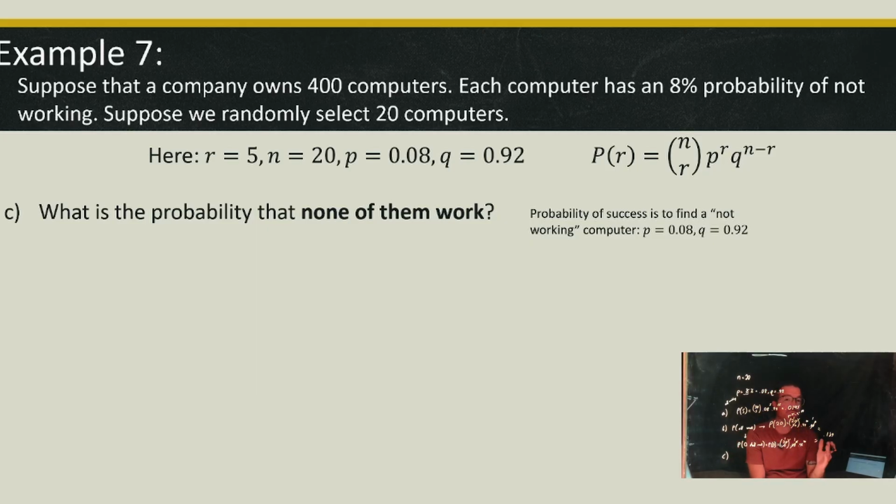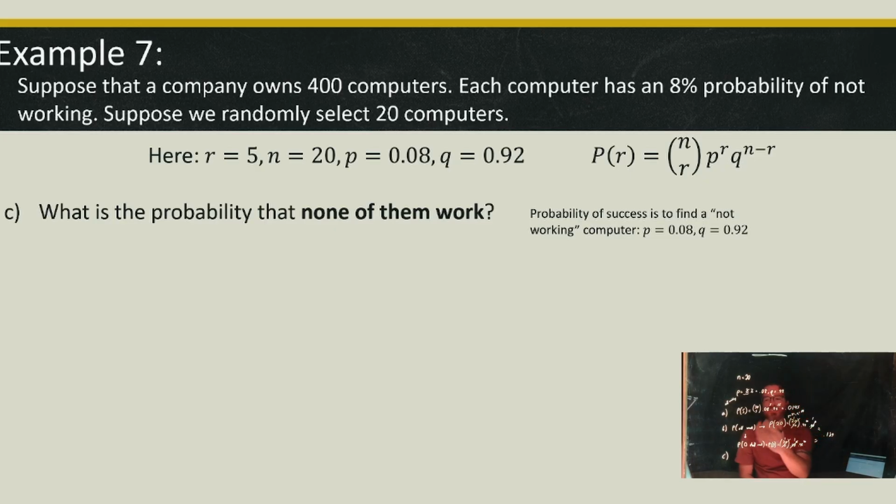Now problem C. What is the probability that none of them work? So again, this is one you can do two different ways. You could do the probability of finding all failures using this original probability of finding a failed computer, or you could do the approach we did before. Instead of finding 20 working computers, you could say what's the probability of finding 0 working computers.